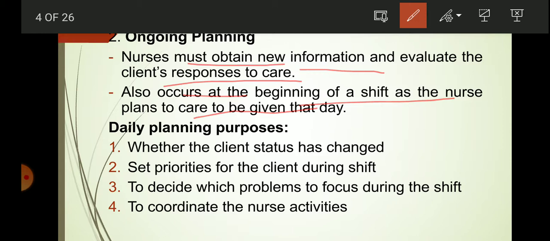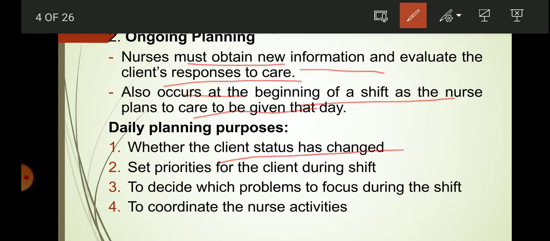Nurse on duty, at the start of your shift, you have to divide your time, allocate your resources, your effort, your energy to the number of patients you have, okay? So, daily planning purposes. So, what are the purposes of planning? Why do we need to plan ahead of time, okay?